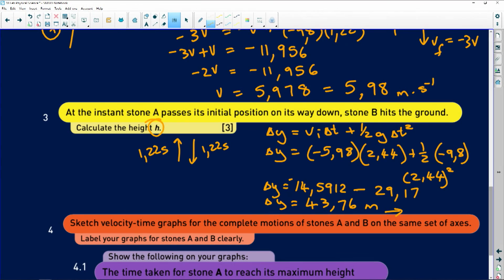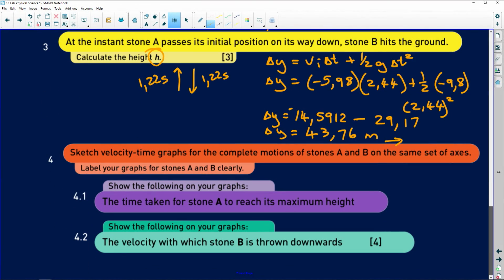All right, so let us have a look at the last question here. And it's probably going to be a graph. All right, so now they're asking you to sketch velocity-time graphs for the complete motions of stone A and B on the same set of axes. Label your graphs for the stones A and B clearly. Show the following on your graphs: the time taken for stone A to reach its maximum height. And when does stone A reach its maximum height? When its final velocity is 0.